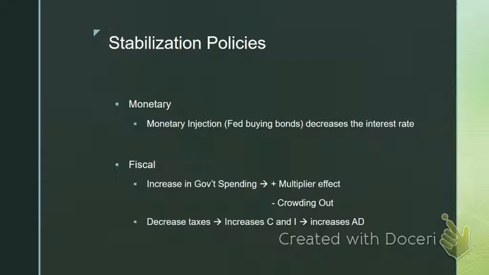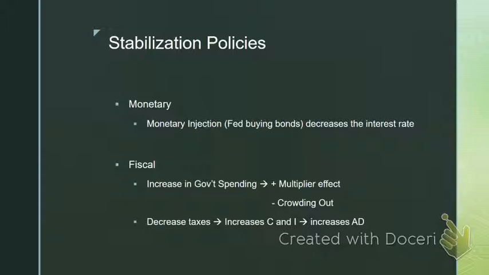Stabilization policies. Monetary policy: monetary injection by the Fed buying bonds decreases the interest rate. Fiscal policy: increase government spending, and you get the multiplier effect, which is, what is the multiplier effect? Money multiplier. The multiplier. What is the money multiplier, or the spending multiplier? Remember it? Yes, propensity to consume. Yes, 1 over 1 minus MPC.